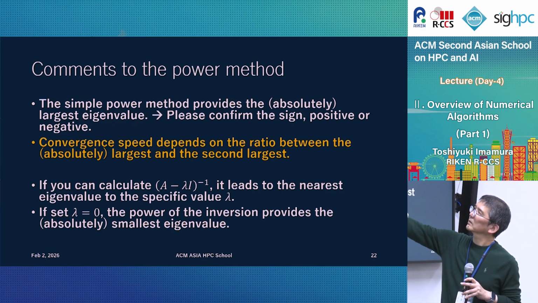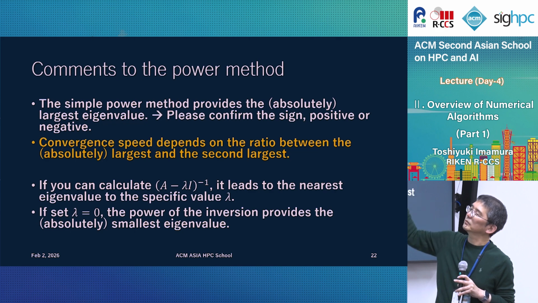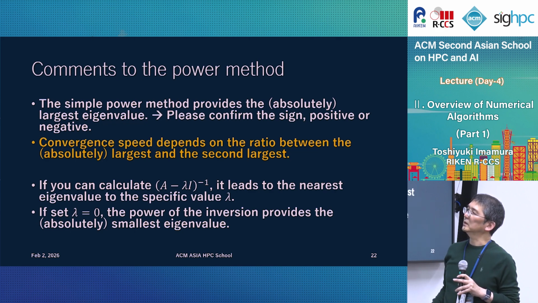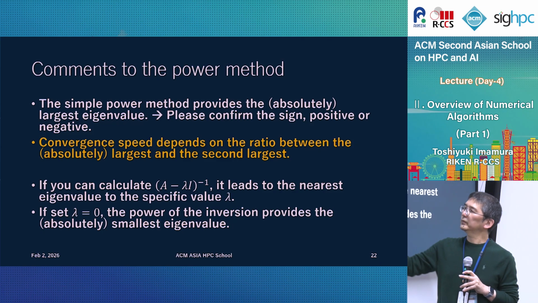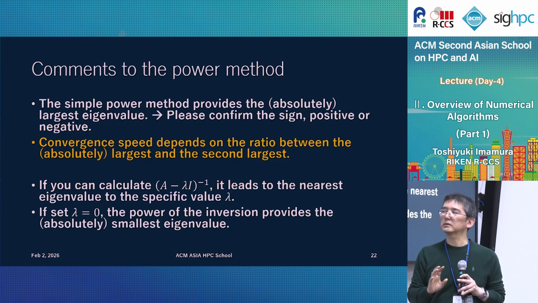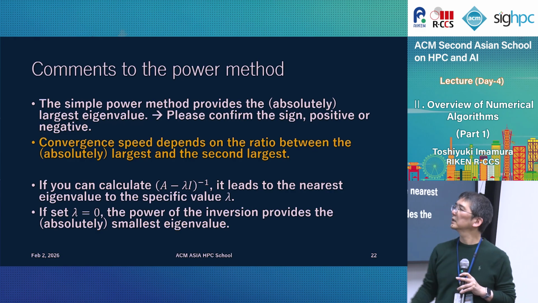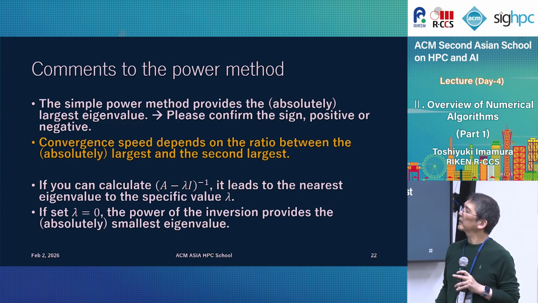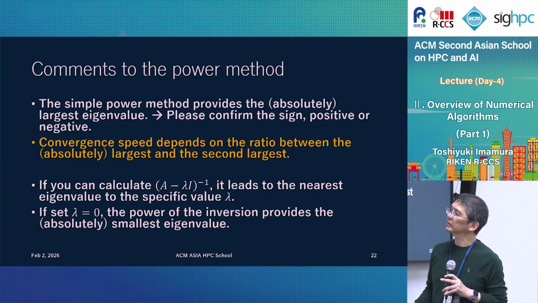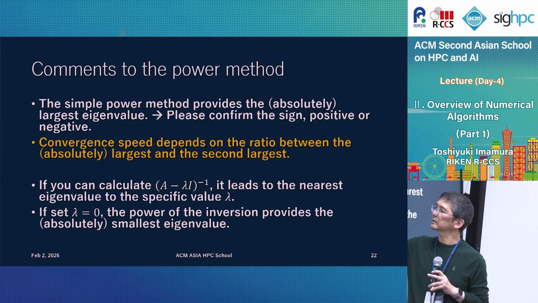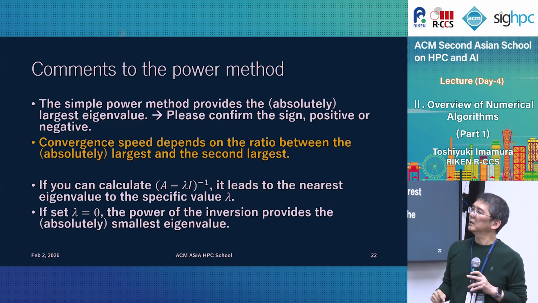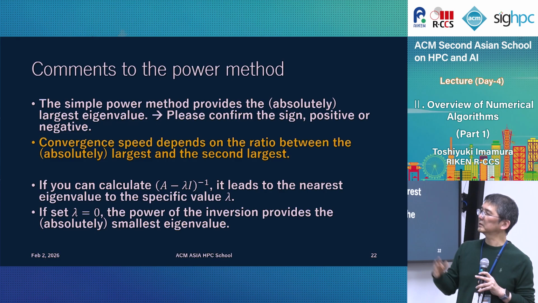Okay, so I said this power method is aimed at solving for the largest eigenvalue. But if we have a way to compute the matrix inverse, or solve the linear system, we can find a specific eigenvalue, or the eigenvalue nearest to a specific value. So it is a special version, a modification of the power method.